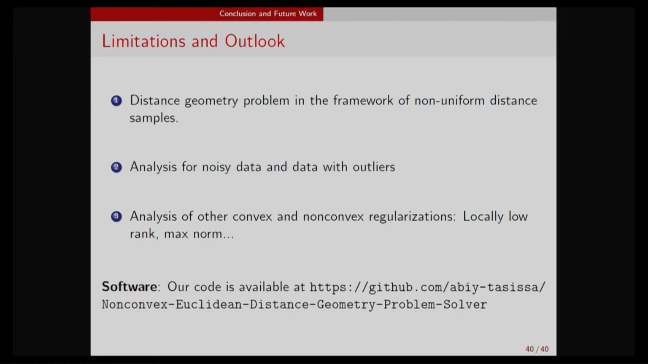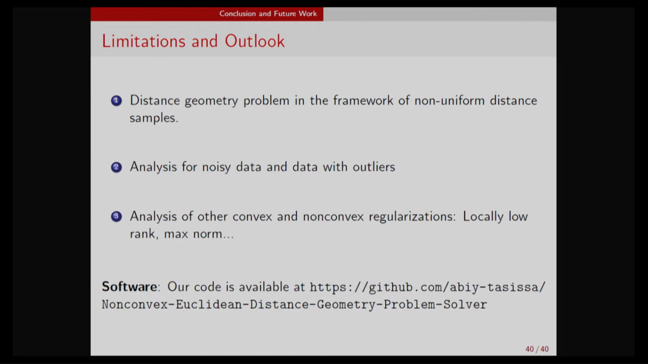But of course, in the distance geometry problem, what we have is not uniform distance samples. We have non-uniform distance samples. So that needs to be taken into account in the theory. So this is an opportunity to consider low rank regularization in terms of non-uniform distance samples. The analysis for noisy data and data with outliers is also an opportunity. Currently, the theoretical guarantees of this low rank regularization approach suffer a little bit when you consider the case with noise and outliers, which is the case with real data. So this needs to be considered.